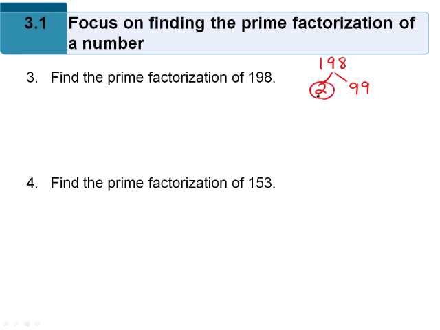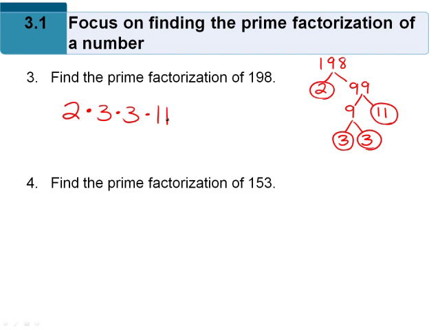Now, 2 is prime, so I circle it. 99, I can divide that by 9, and that would be times 11, because 9 times 11 gives me 99. Now, 9 is not a prime number, but 11 is, so go ahead and circle the 11. But 9 I can break down into 3 times 3, and those are both prime. So our answer here, you go back and pick the circled numbers, 2 times 3 times 3 times 11, and that's your prime factorization. All right?